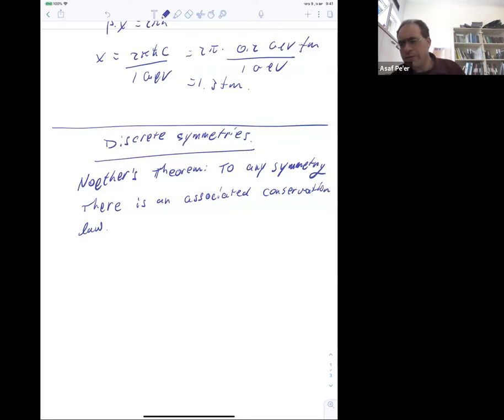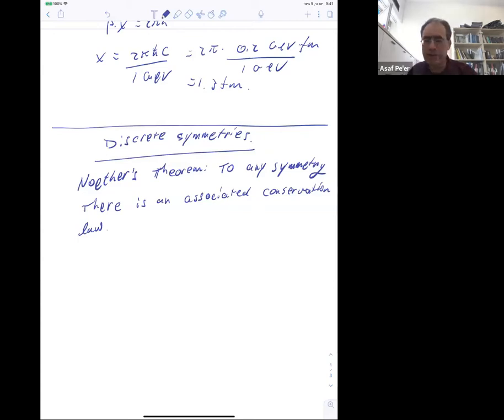Which one of you have seen the proof of Noether's theorem? One that I can see. Okay, the proof is not very hard actually. I might prove it down the line at a certain point. This is one of the basics of quantum field theory, and in one of the first lectures there.